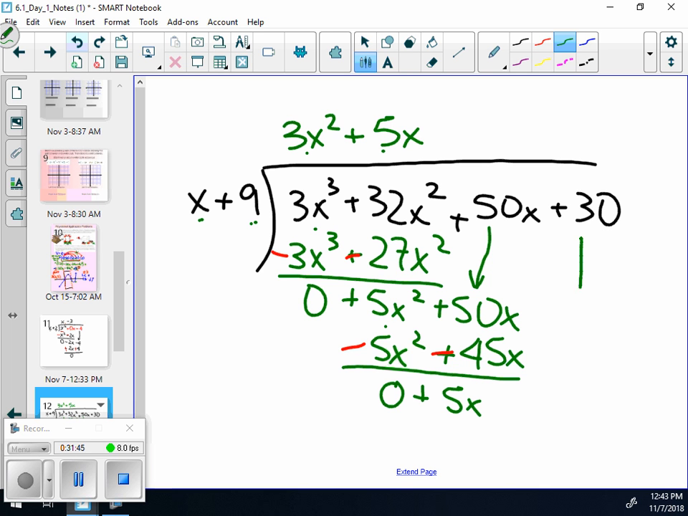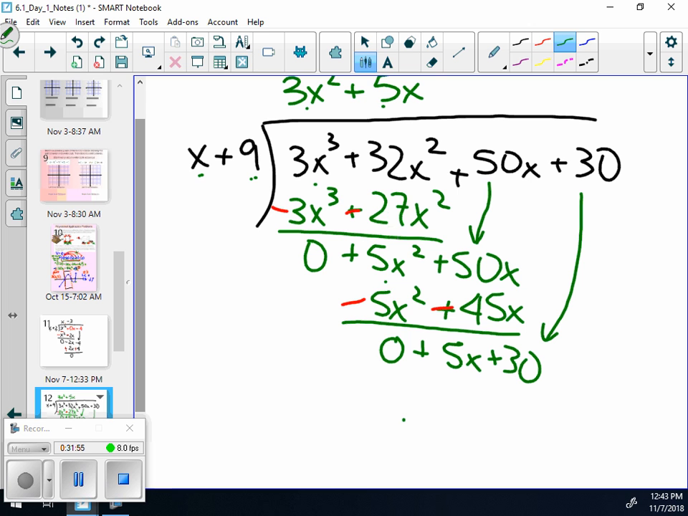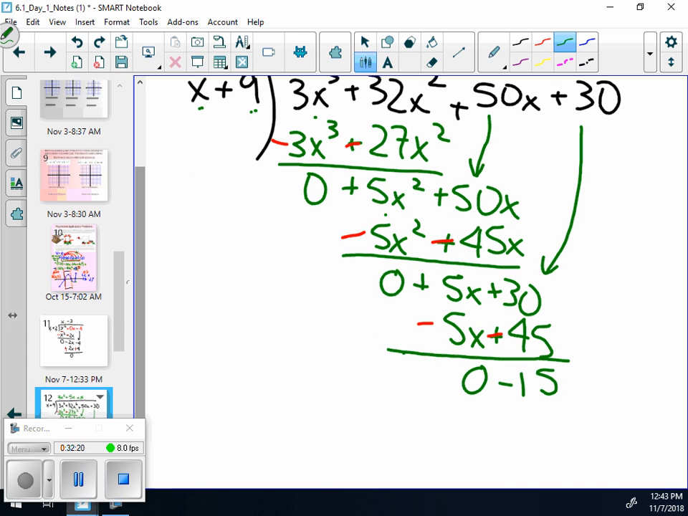So then we have another term that we have to add down here, so we have 5x plus 30. From 5x plus 30, to get from x to 5x, we have to multiply by 5. Once we have multiplied by 5, we'll get 5x, and then we'll have 9 times 5, which is 45. And we take the opposite of both of those. And once we do that, then we will get 0 minus 15. Uh-oh. We didn't end up with 0.